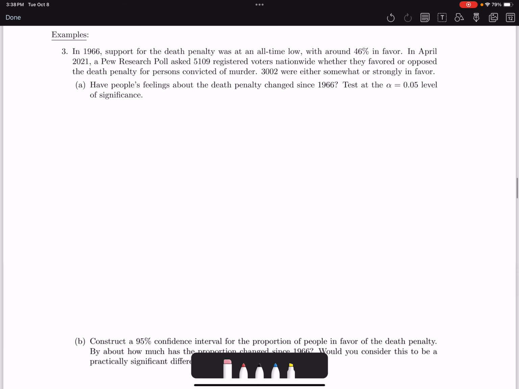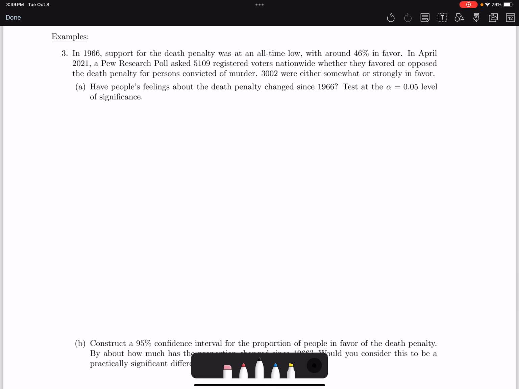All right, so let's take a look at some examples. Number 3 here says, in 1966, support for the death penalty was at an all-time low, with around 46% in favor. In April 2021, a Pew Research poll asked 5,109 registered voters nationwide whether they favored or opposed the death penalty for persons convicted of murder. 3,002 were either somewhat or strongly in favor. And now the question is, have people's feelings about the death penalty changed since 1966? We're asked to test at the 0.05 level of significance.